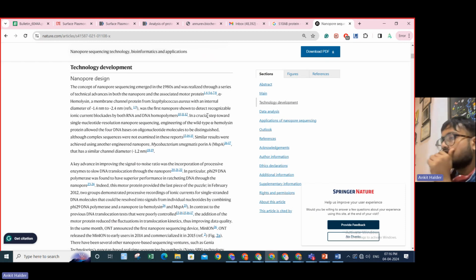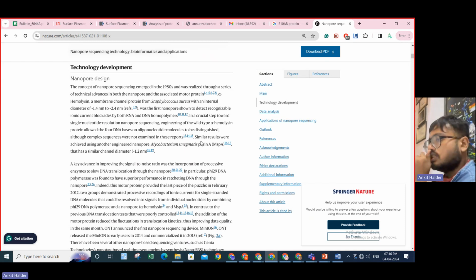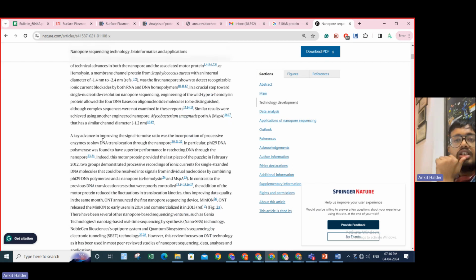Another pore, MspA from Mycobacterium smegmatis, has a similar diameter of 1.2 nanometers. A key advance in improving the signal to noise was the incorporation of processive enzymes to slow DNA translocation, ratcheting DNA through the nanopore.